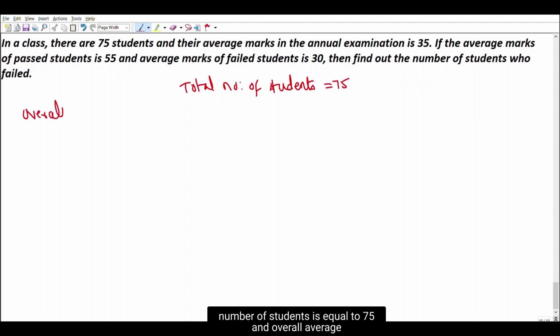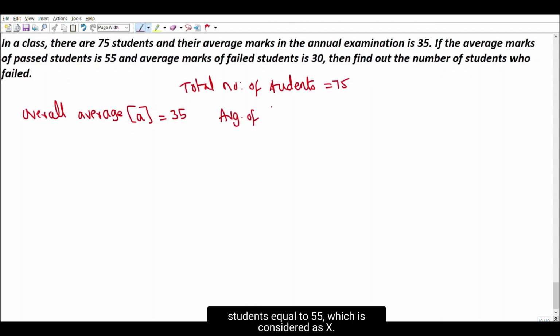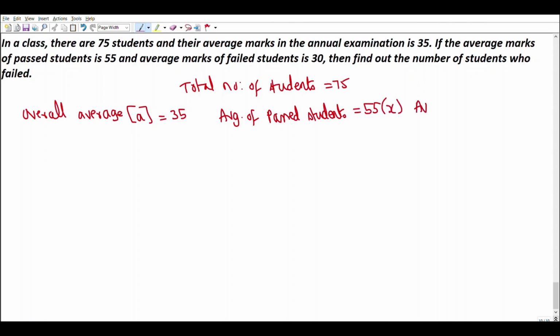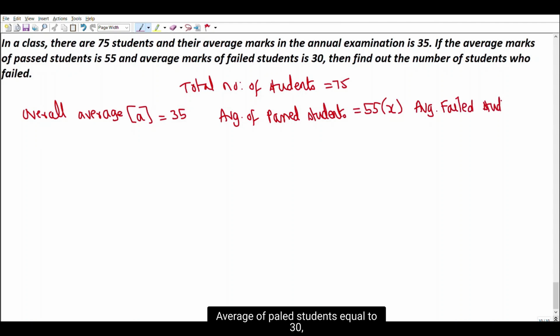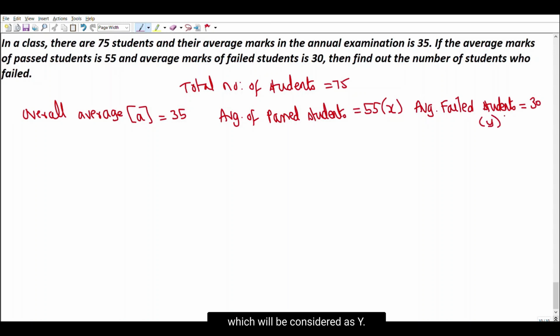overall average, that is A is equal to 35. Average of passed students equal to 55, which is considered as X. Average of failed students equal to 30, which will be considered as Y.